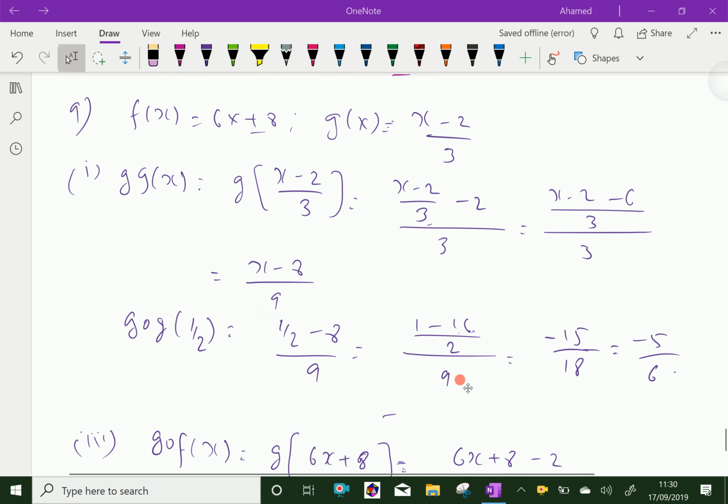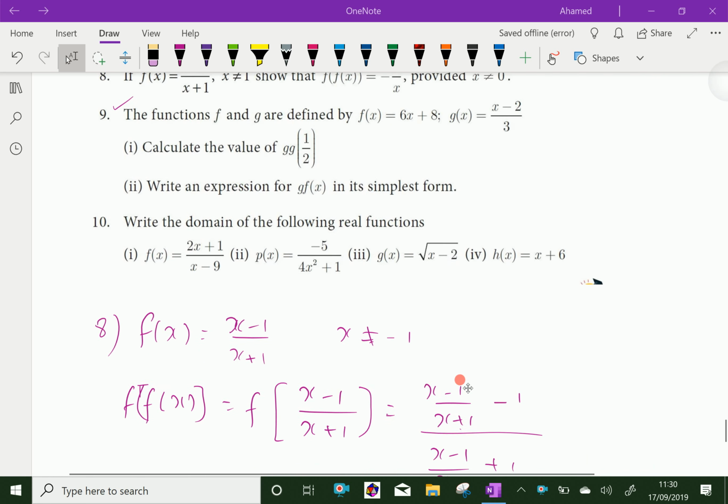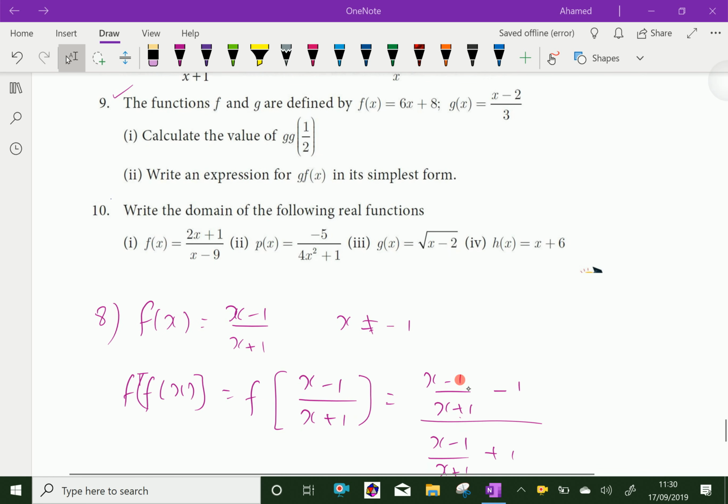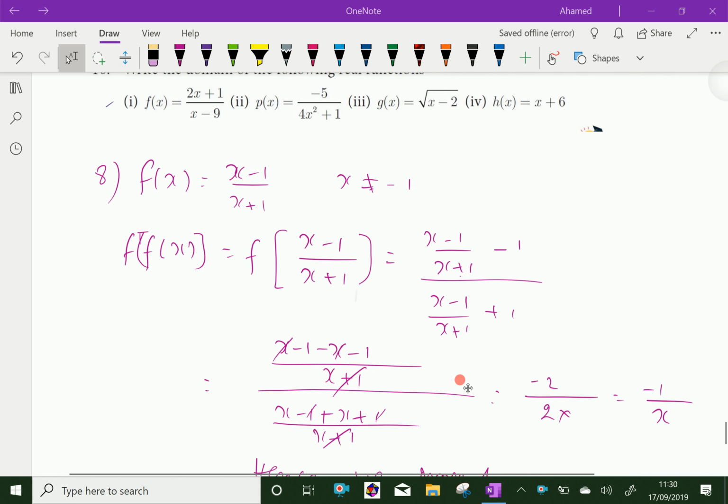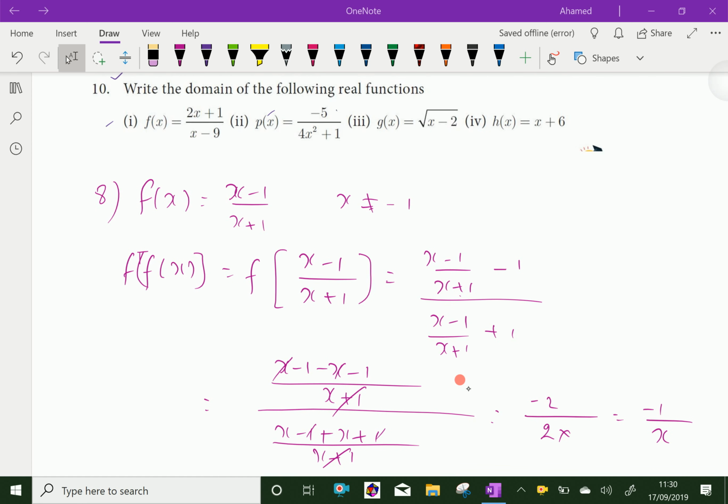Then next, question number 10 we will do. Write the domain of the following real functions: that is f of x equals 2x plus 1 over x minus 9, and second, p of x equals minus 5 over 4x squared plus 1. Third is g of x equals square root of x minus 2. Fourth is h of x equals x plus 6.